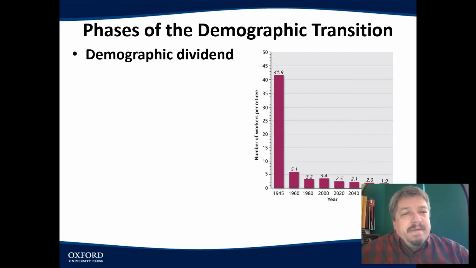Another interesting aspect is what we call the demographic dividend, right? If you have a population where you have an increasing number of young people, roughly people who are over 20, right? You have this bulge. In Japan, in 1945, for everybody who was over the age of 65, there were 41 people who were under the age of 65 who could work. In other words, for every retired worker, there were 41 other workers.